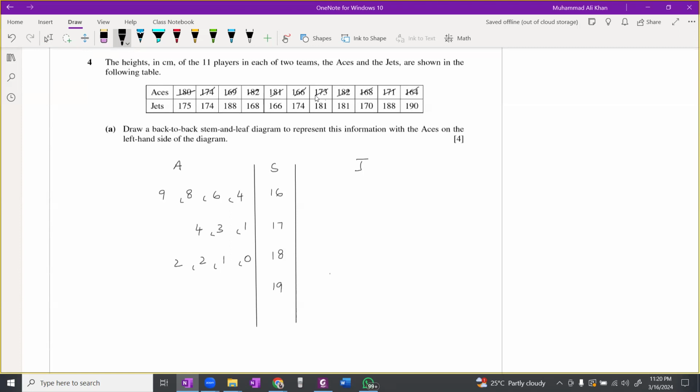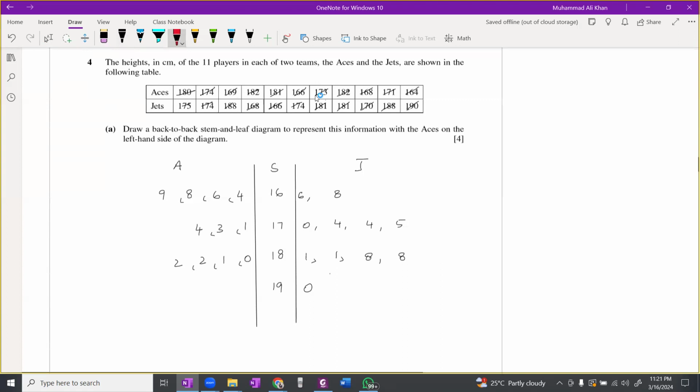Now for jets, with 16 we have 6 and 8. With 17 we have 0, 0, then 4, 4, 0, 4, 4, 5. With 18 we have 1, 1, 8, 8. And with 19 we have only 0. This is your stem and leaf diagram.